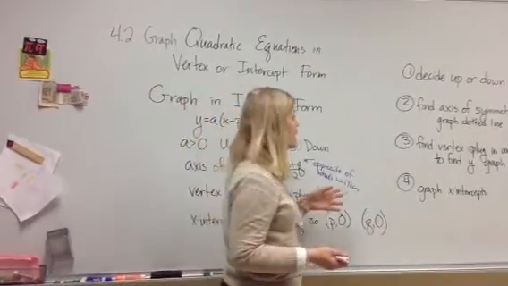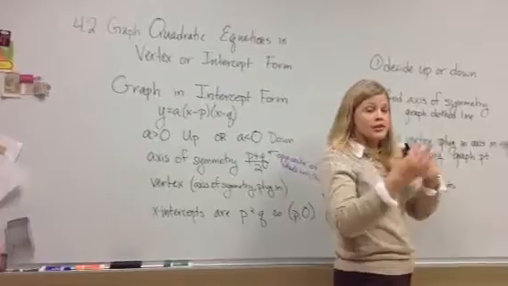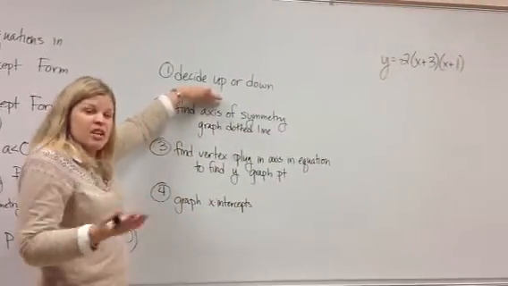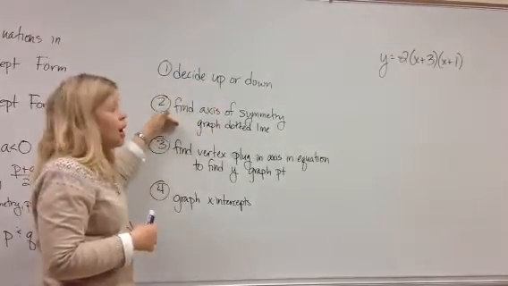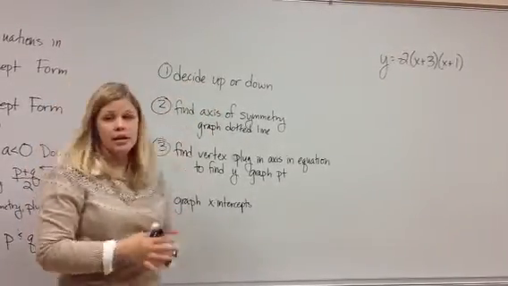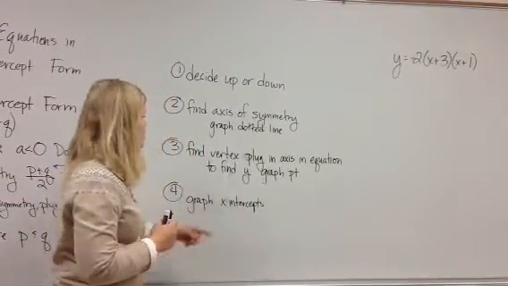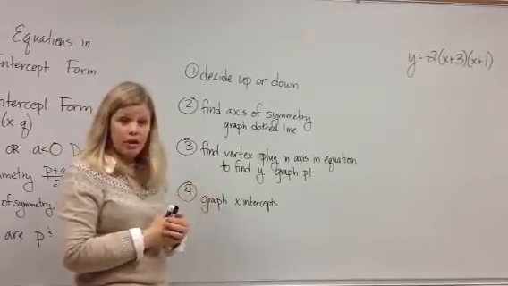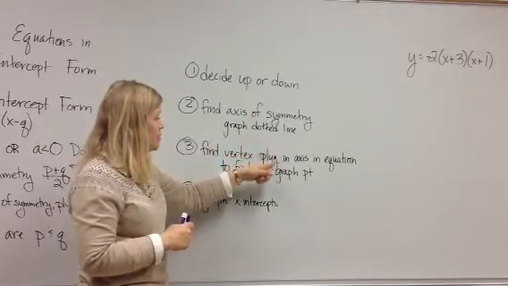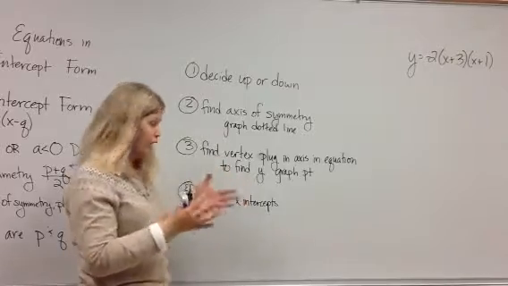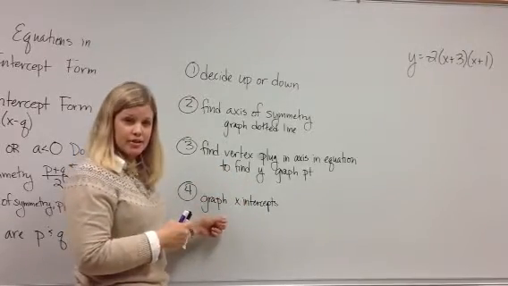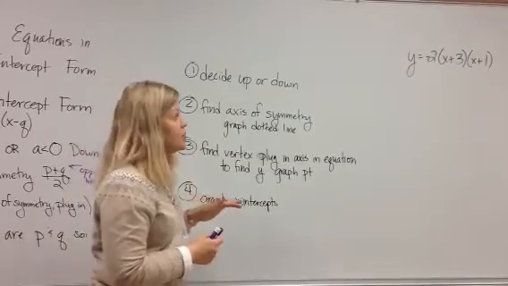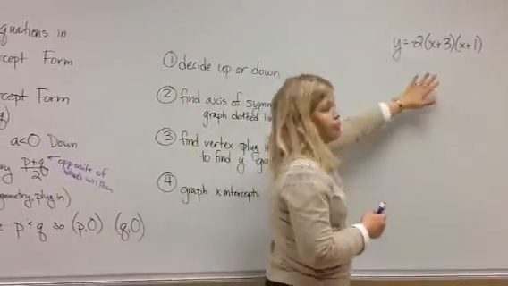Okay, so let's look at our steps. The steps are kind of the same pattern we've had all along. We decide up or down, and we can also think about skinnier or fatter. We can find the axis of symmetry, and remember that's P plus Q divided by 2, and we're going to put in a dotted line. Then we figure out our vertex, and to do that we plug that number in, find y, graph that point, and then we get to graph X intercepts. I kind of like this one because I think it's easier than almost anything else we've done. So let's look at our first example.